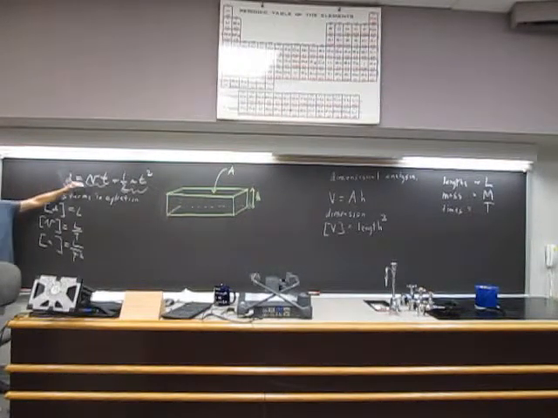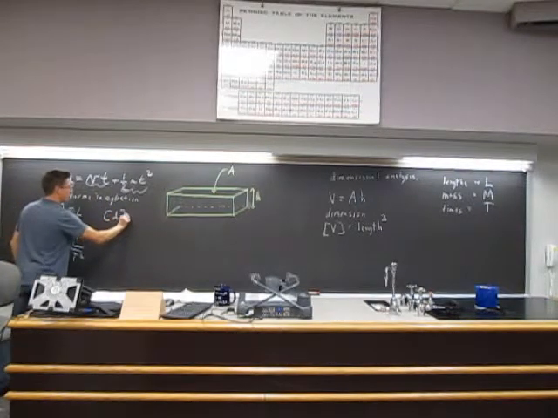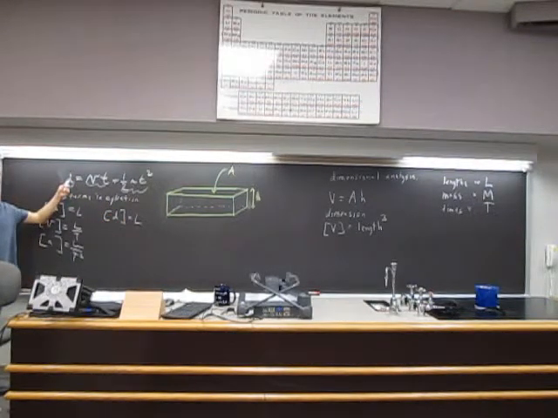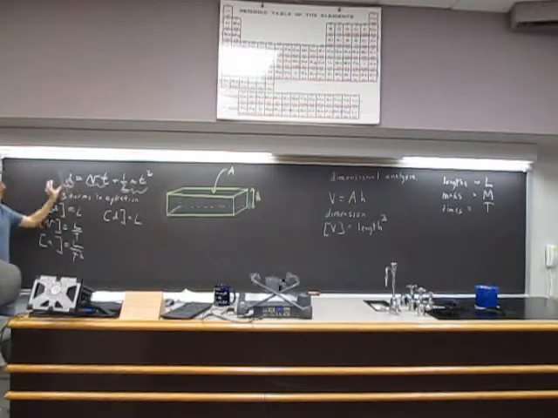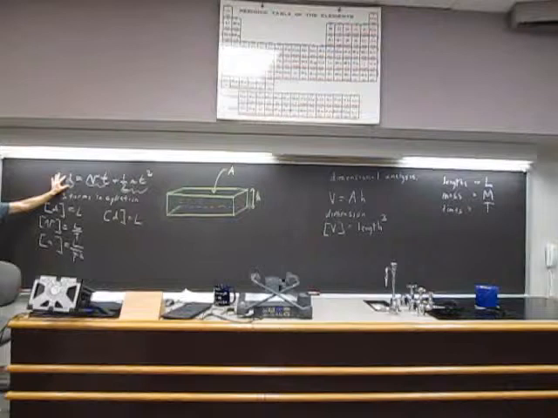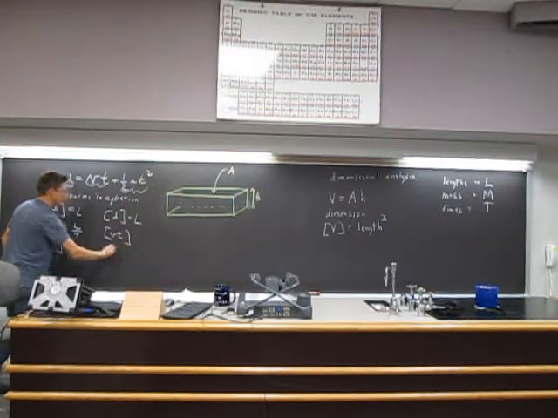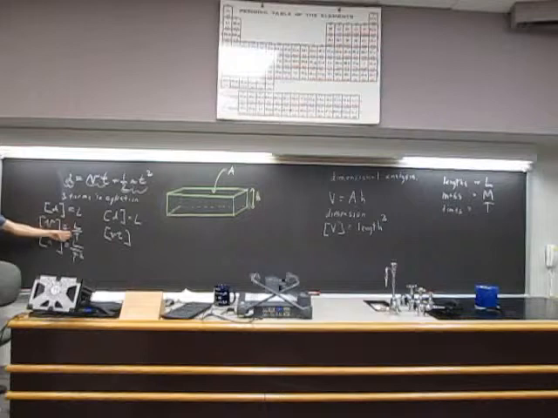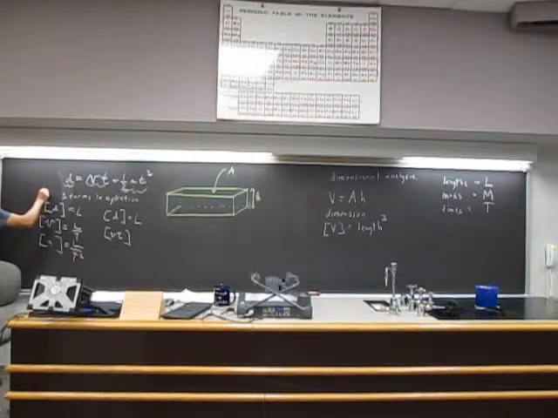All right, let's see if this makes sense. So if I look at the dimension of d, that's L, right? So every term in this equation should have dimensions of a length, since this term has a dimension of a length. Do you follow? Let's look at the dimensions of this term. Well, that's a length over a time for velocity, and then this t is a time.